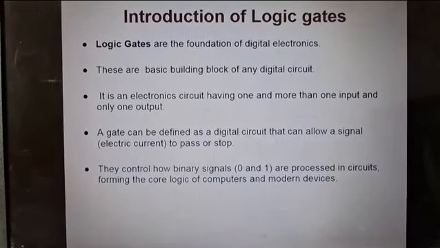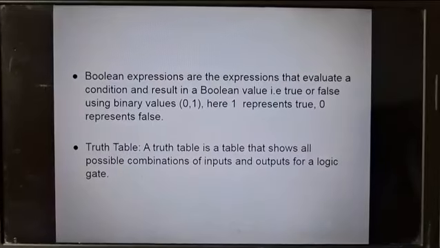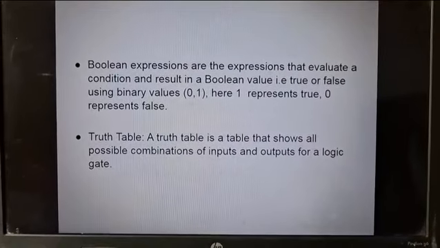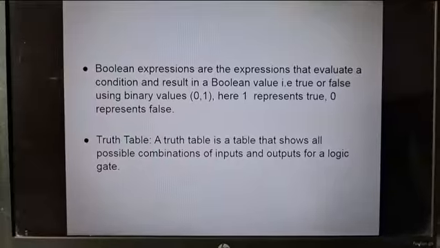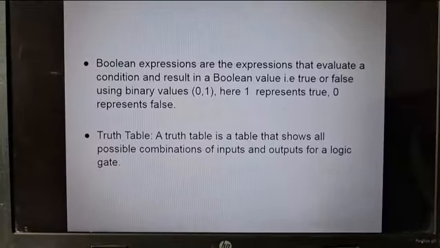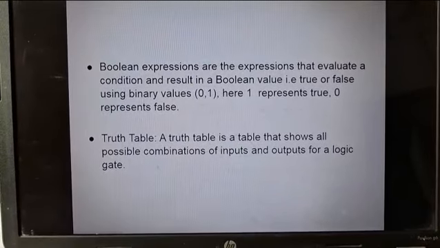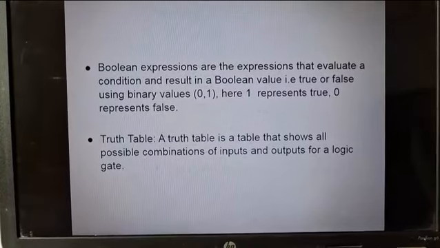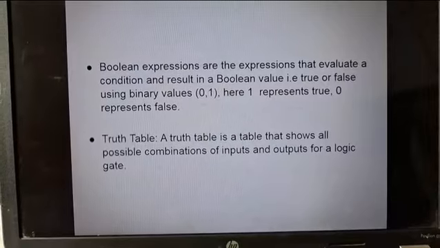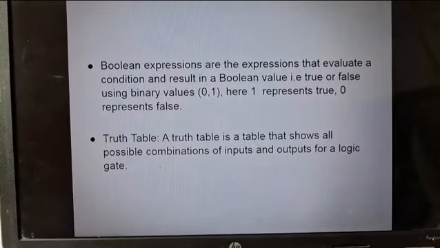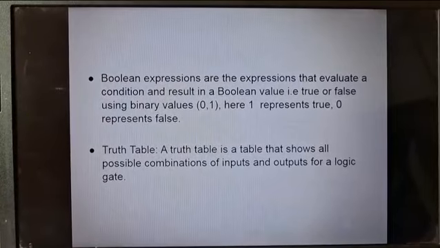These binary signals are nothing but voltage levels, that is 0 means 0 volt and 1 is 5 volt. Now we will learn the logic gates using the symbol of the logic gate, the Boolean expression and the truth table. The Boolean expressions are expressions that evaluate a condition and result in a Boolean value, that is true or false. That means the Boolean expression shows whether the given condition is true or false using the binary values 0 and 1, where 1 represents true and 0 represents false.